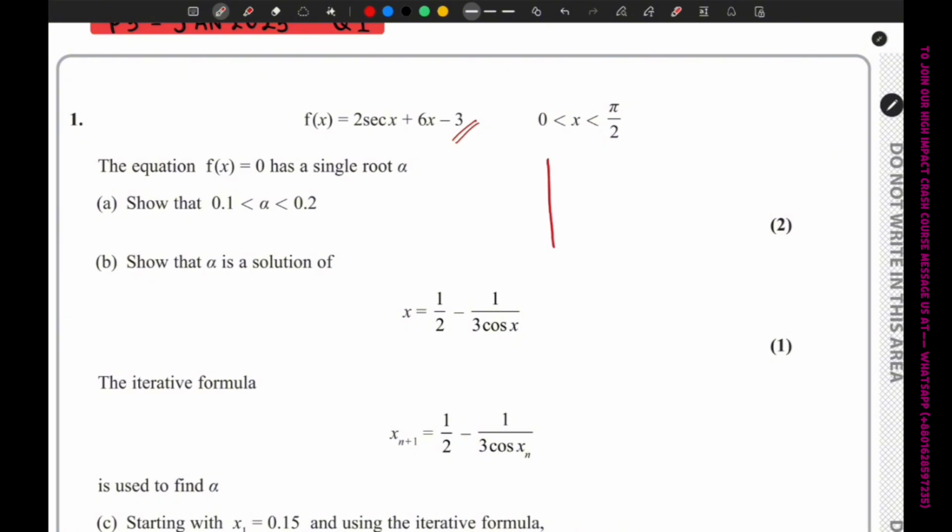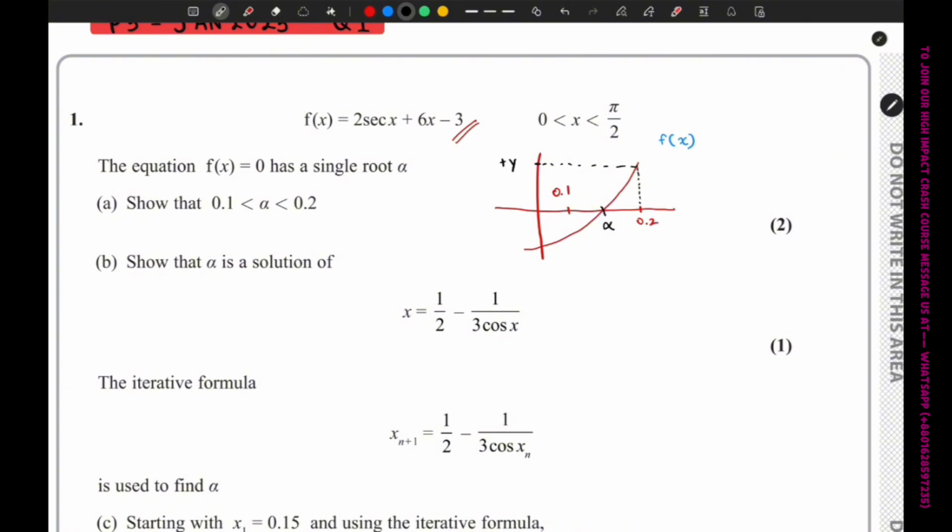So let's just assume that the graph looks like this. Now let's say that this is 0.1 and this is 0.2. So this will be our alpha. Now alpha lies between 0.1 and 0.2, but how can we prove that? If this is the equation of f(x), then if I substitute x equals 0.2 into this equation, we will get a positive y value.